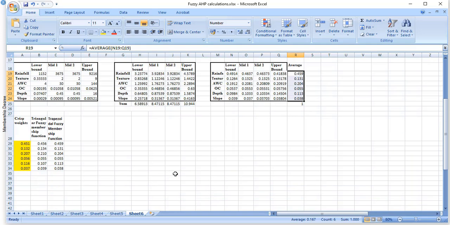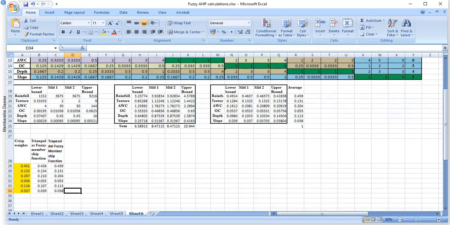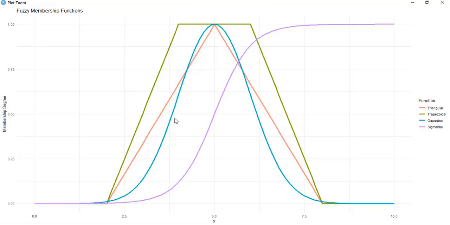So now here we can compare our results. This was based on crisp weight, the first one. Then this is with the triangular fuzzy membership function, and this is the trapezoidal fuzzy membership function. So in the next video we will see other functions also, like sigmoidal or Gaussian functions.